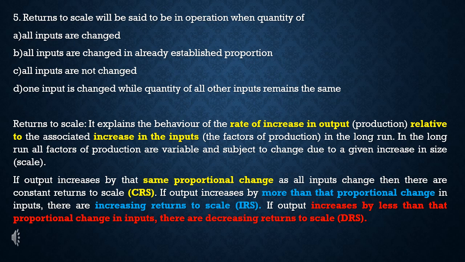Returns to scale explains the behavior of the rate of increase in output or production relative to the associated increase in the inputs or factors of production in the long run. In the long run, all the factors of production are variable and subject to change due to a given increase in size or scale. If output increases by that same proportional change as all inputs change, then there are constant returns to scale. If output increases by more than proportional change in input, there are increasing returns to scale. If output increases by less than proportional change in inputs, there are decreasing returns to scale.